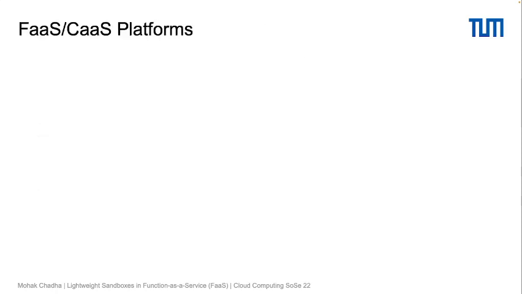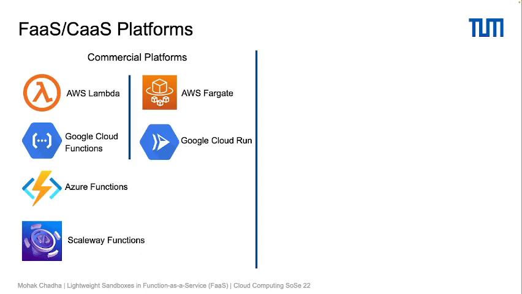If you look at what platforms are out there, there are essentially two divisions: function as a service platforms and container as a service platforms, which are also serverless. In terms of commercial offerings, there is AWS Lambda, and the container as a service offering is Fargate. For Google, it's Google Cloud Functions and Google Cloud Run. Azure Functions by Microsoft, and Scaleway Functions. Anyone heard about Scaleway? It's a European compute cloud company, which is, I think, gaining traction.